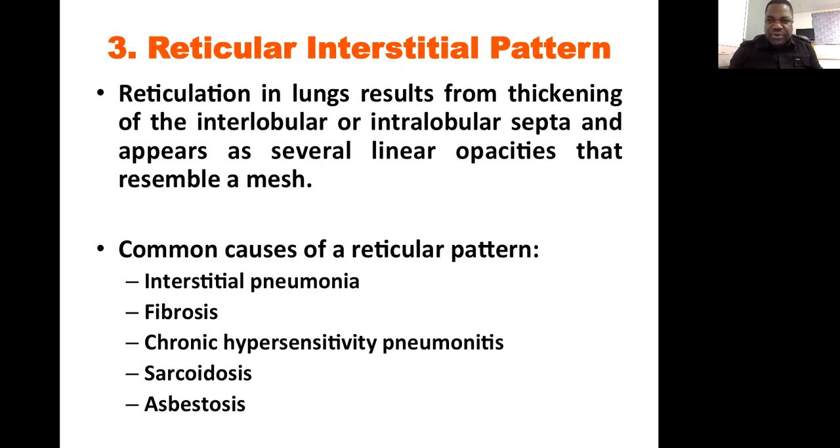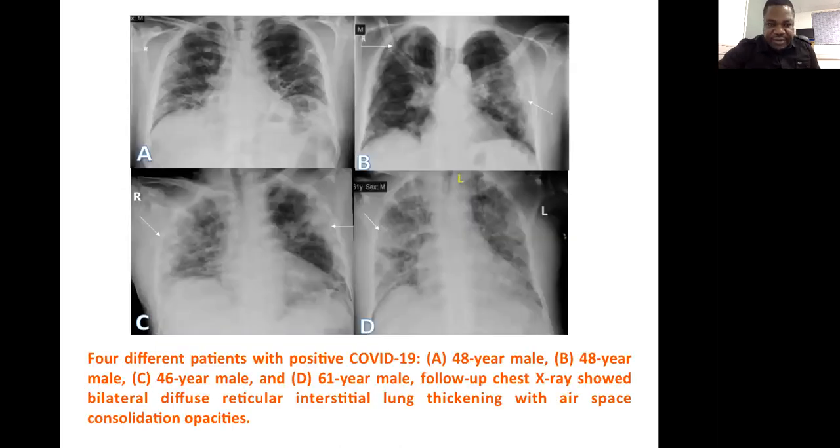And the common causes when you see reticulation can be interstitial pneumonia, like in the case of a COVID-19 patient, who develops interstitial pneumonia. You can also find reticulation in a patient with fibrosis or hypersensitivity pneumonitis, or diseases like sarcoidosis or asbestosis. They also develop reticulation in the lung. So this is what we can see here in image A.